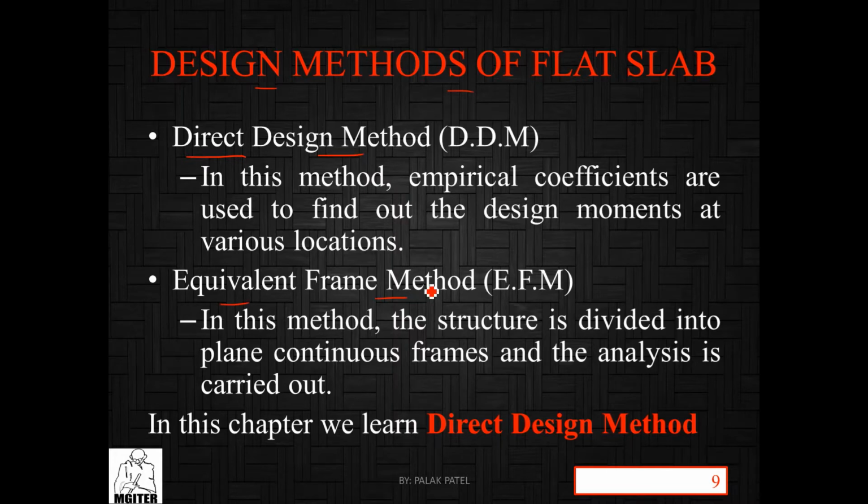In this method, empirical coefficients are used to find out the design moment at various locations. You do not need to remember this definition, but you have to understand there are two types of design method. First is the direct design method and second is the equivalent frame method, right? In the direct design method, empirical coefficients are used to find out the design moment, means we use some coefficients to find design moment at various locations.